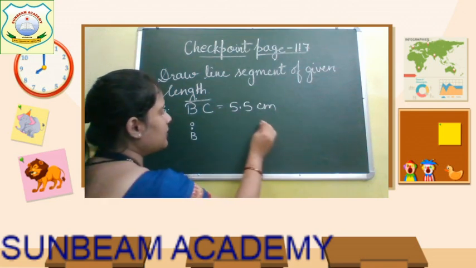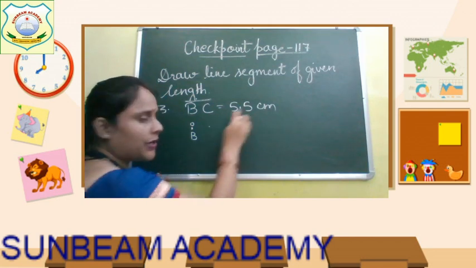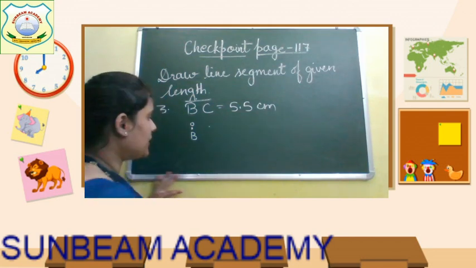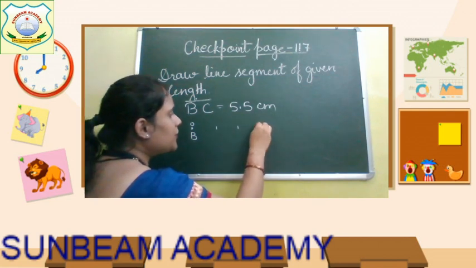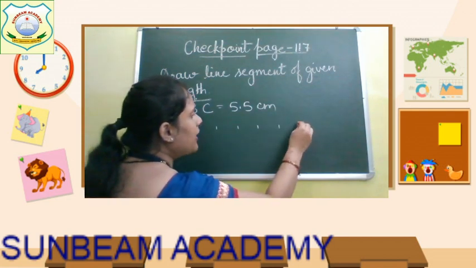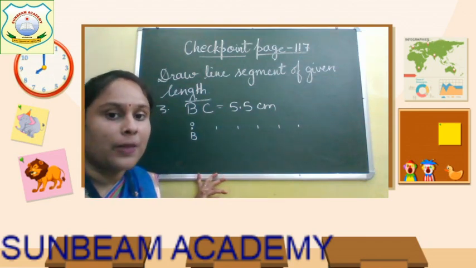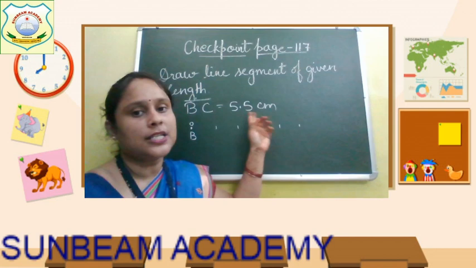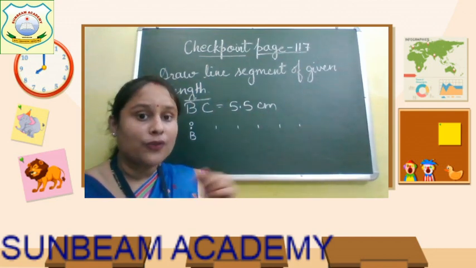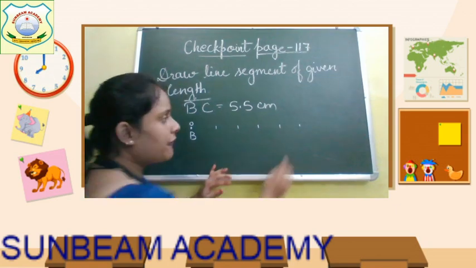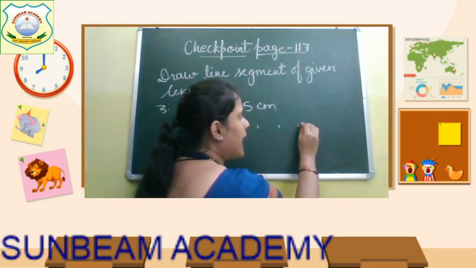And then you will see we have to draw a line segment of 5.5 centimeter. So, this is 1, 2, 3, 4, 5. Now children, here comes one big problem. How will you count this 0.5? 5 is easy for you to count. Now how will you count 0.5? See where you have ended 5 now.